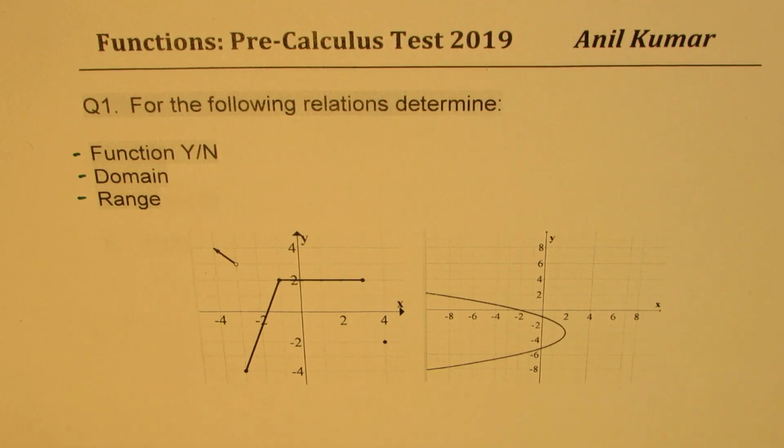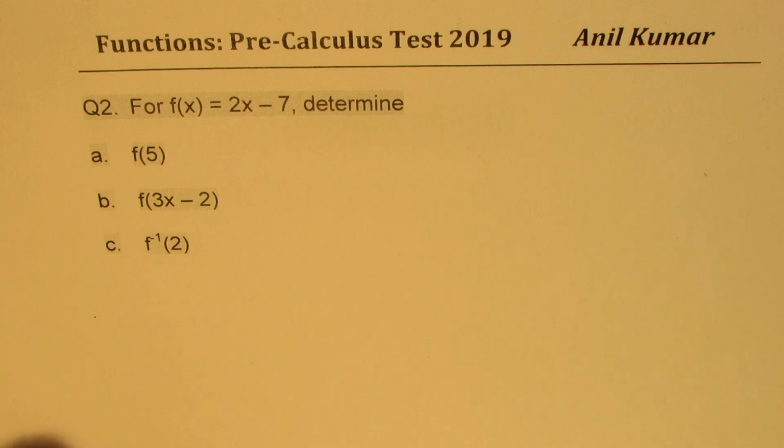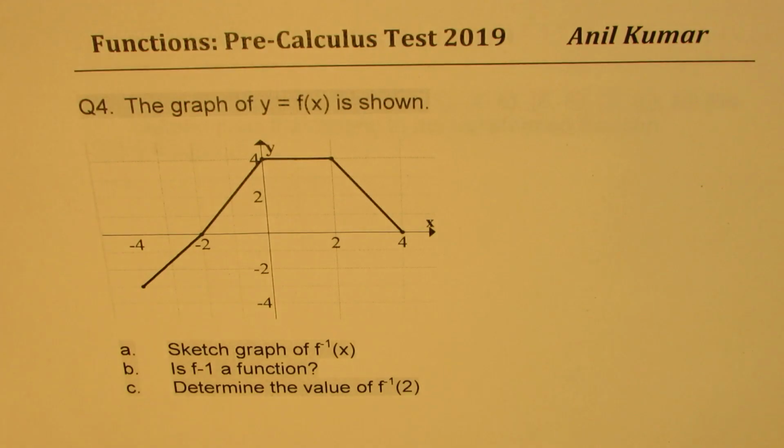Question number 2. For f of x equals 2x minus 7, determine f of 5, f of 3x minus 2, and f inverse of 2. Question number 3. f of x equals 2 over 5x minus 5. Calculate f of minus 25 minus f of 10.